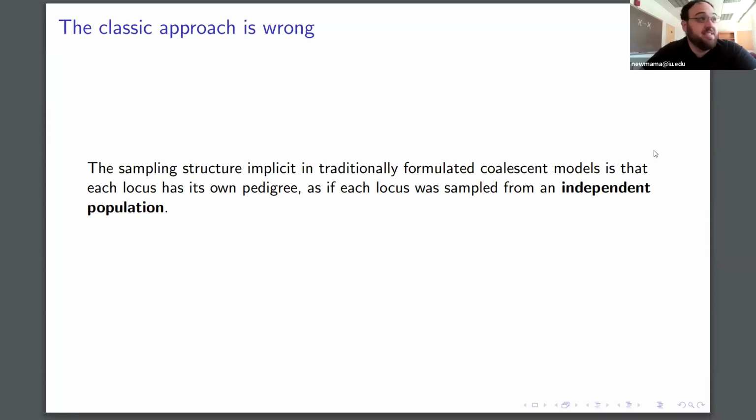This isn't a theoretically sound approach to coalescent theory. So why is that? It's because the sampling structure implicit in these classical coalescent models is that each locus has its own pedigree, as if they were sampled from independent populations. We know real populations have a single pedigree, right? The two loci from the same individual should be linked by the fact that the parentage of the population is the same for both of them, right? And that's not true for classical models.